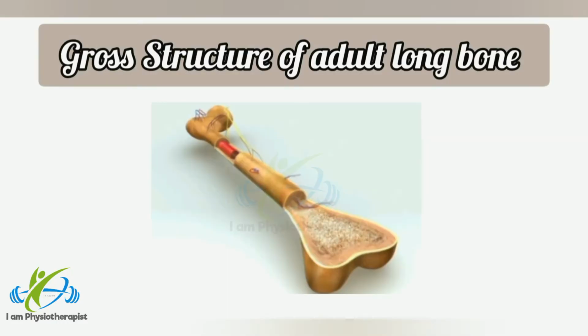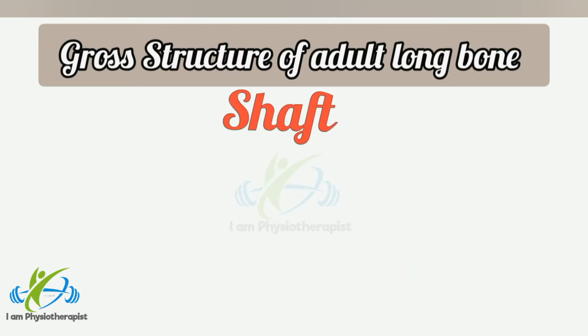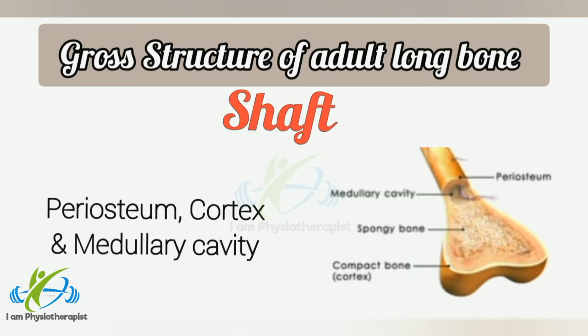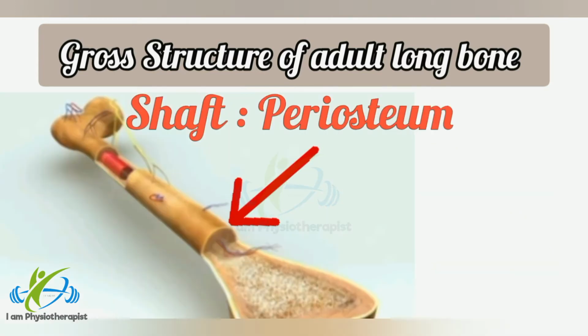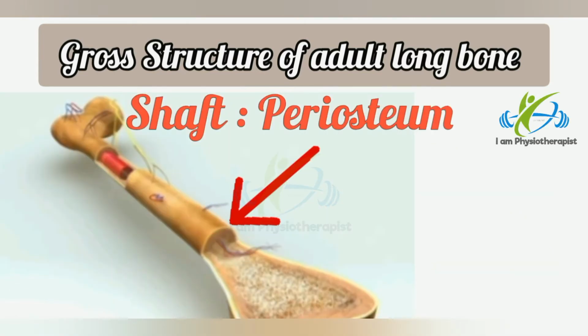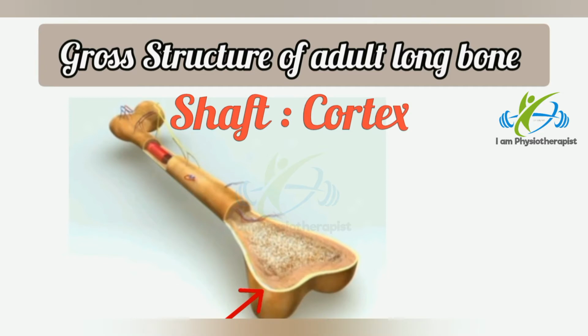Naked eye examination of the longitudinal and transverse sections of a long bone shows the following features. Shaft. It is composed of periosteum, cortex and medullary cavity. Periosteum is a thick fibrous membrane covering the surface of the bone. It is made up of an outer fibrous layer, and an inner cellular layer, which is osteogenic in nature. Cortex is made up of a compact bone which gives it the desired strength to withstand all possible mechanical strains.